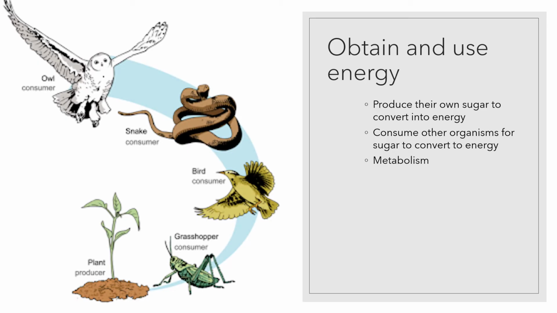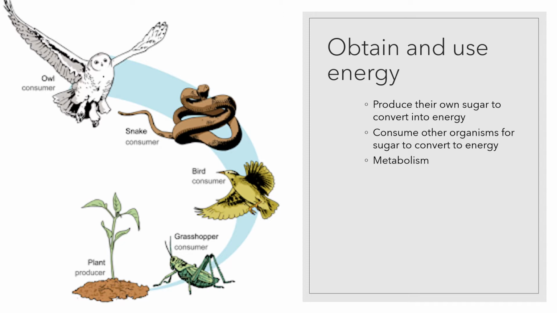Lastly, we have obtain and use energy. So this is to produce their own sugar into energy. So producers, plants, take energy from the sun to make their own sugar. Okay, that sugar is then sent to mitochondria to make energy for the plant to live.